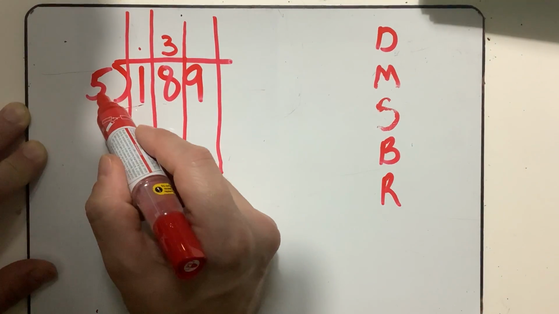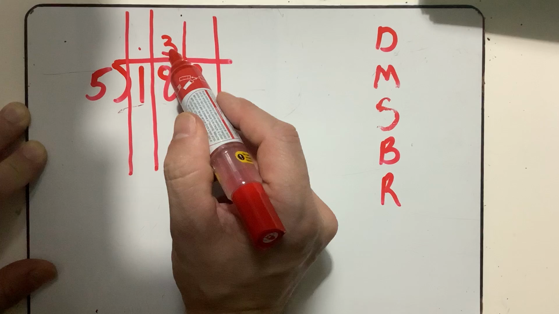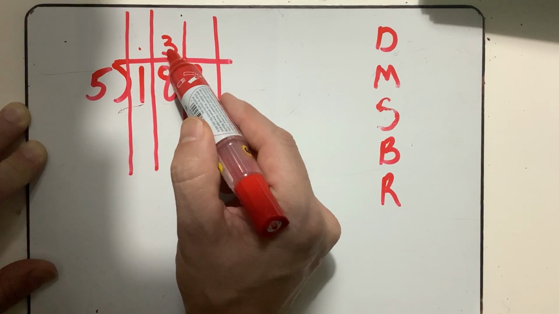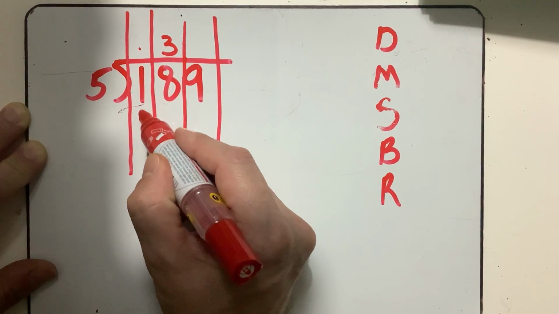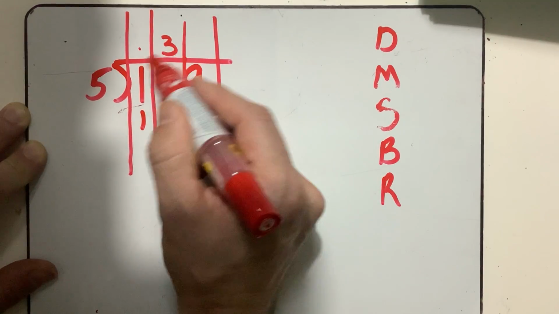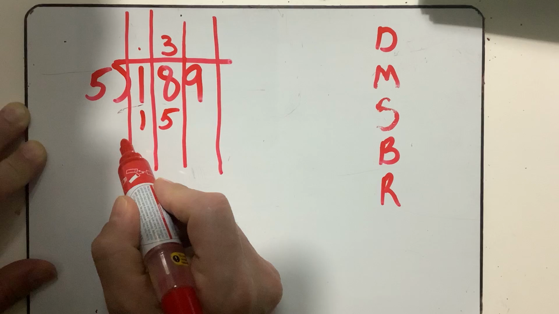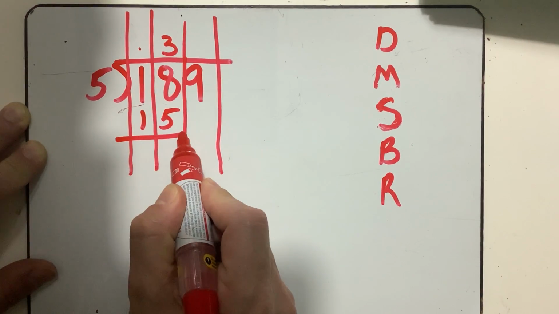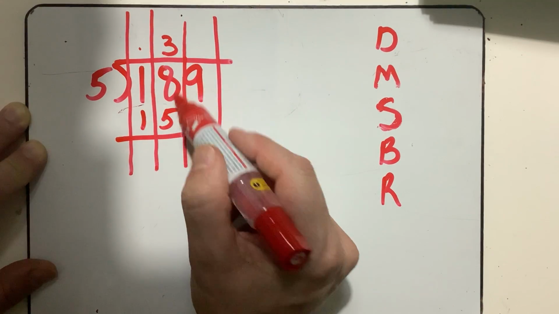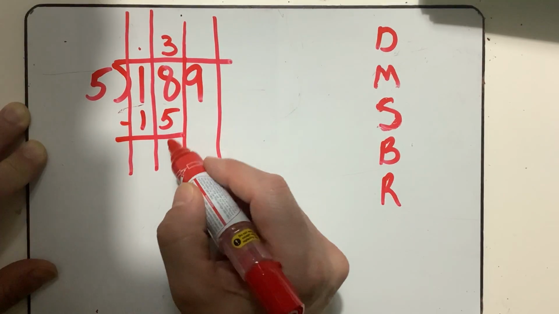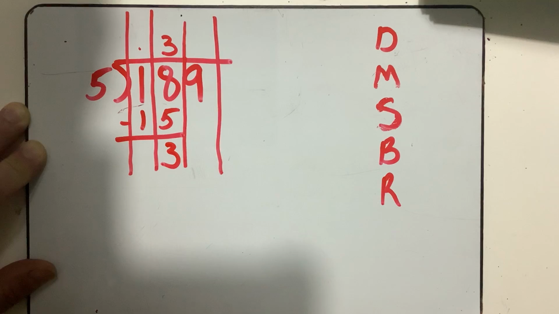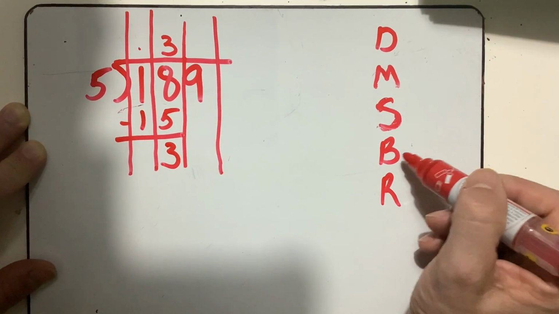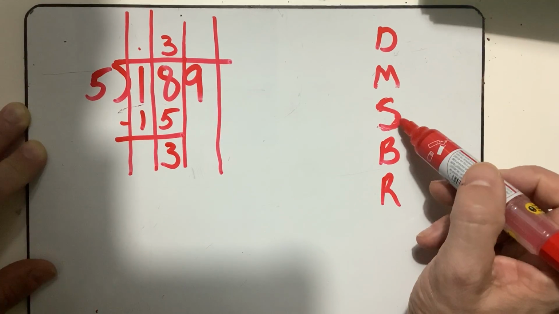All right, so I've done 5 into 18, goes 3 times, divided. Now I'm going to multiply 3 times 5 and write my answer underneath. 3 5s are 15. Then I'm going to subtract and see what's left over. So I put a line there, 18 minus 15 gives me 3. What I've done now is divide, multiply, subtract.